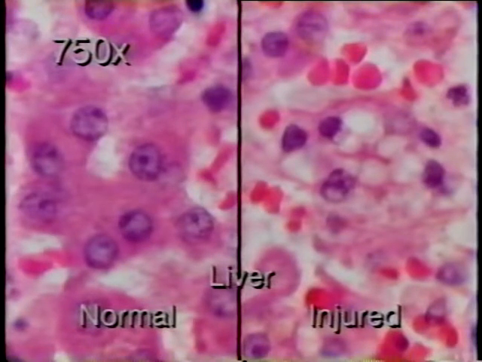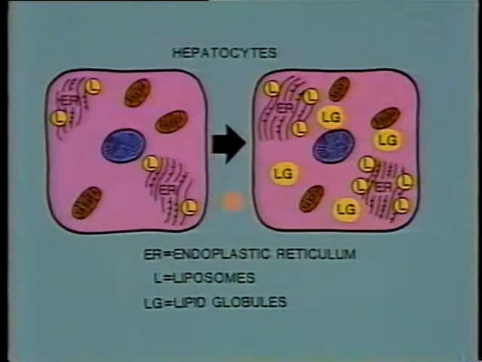Now examine the section of normal liver on the left and compare it with the section on the right, in which small fat globules are contained in the hepatocyte. The lipid first accumulates as liposomes, which are membrane-bound structures probably derived from endoplasmic reticulum. These liposomes later transform into non-membrane-bound droplets of neutral fat that coalesce into larger and larger lipid globules.